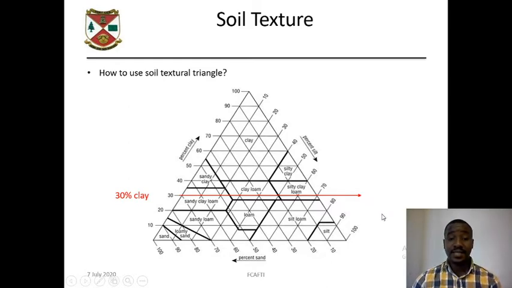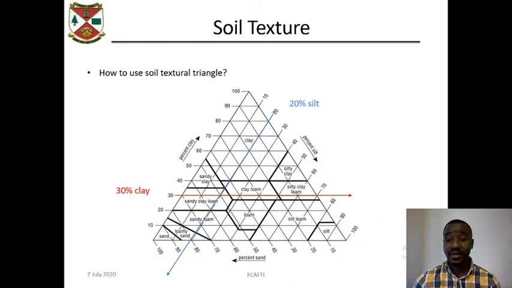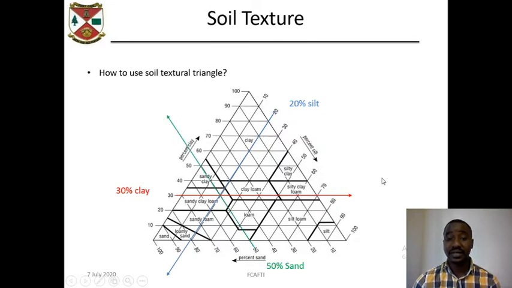Now the second thing that we have to do is for silt. The example said that their soil contains 20% silt. So from this 20% silt, this is 10% silt, this is 20% silt, and this is 30% silt. Mr. and Mrs. Madolo's soil has 20% silt. So from this 20%, you will draw a line diagonally downwards towards your left hand side, straight, using a ruler and a lead pencil.